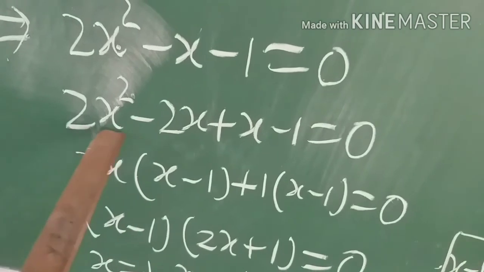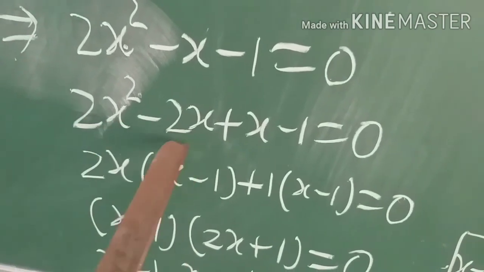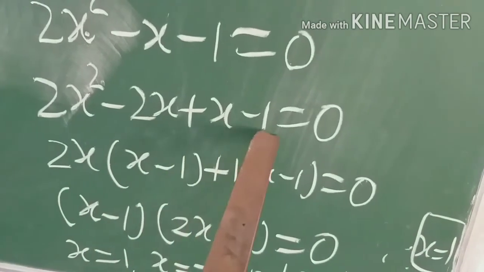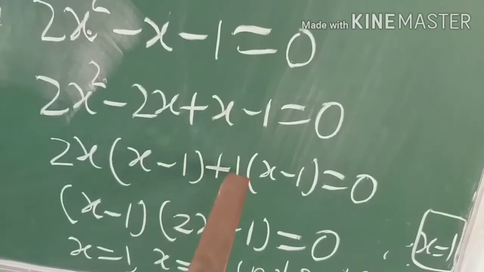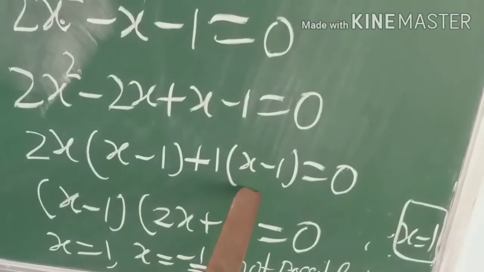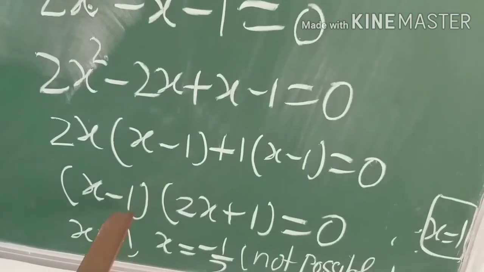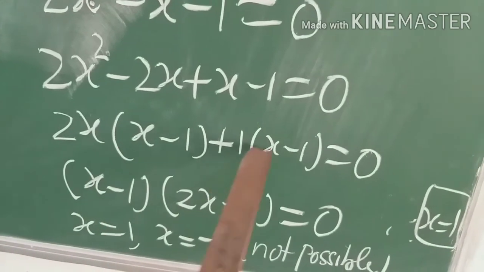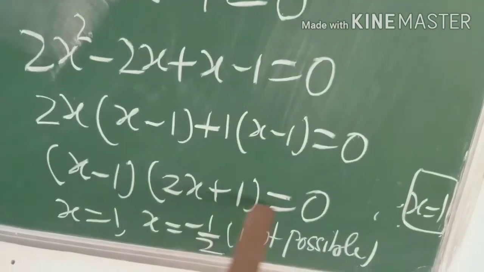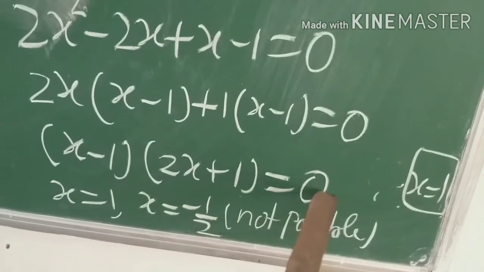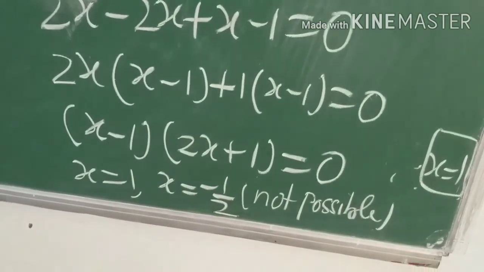We can make pairs here. In this pair 2x is common. What is left here? x minus 1. What is common here? Nothing. 1 we will take. What is left? x minus 1. So both have x minus 1 as common. What is left here? 2x plus 1. So x minus 1 equals 0, x equals 1. 2x plus 1 equals 0, x equals minus 1 upon 2.